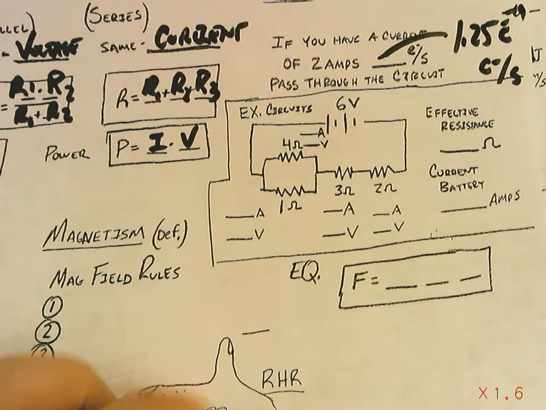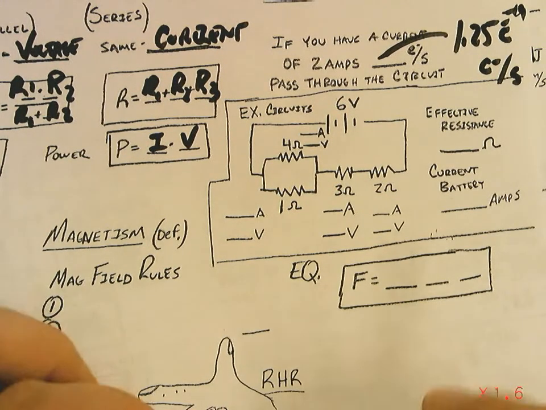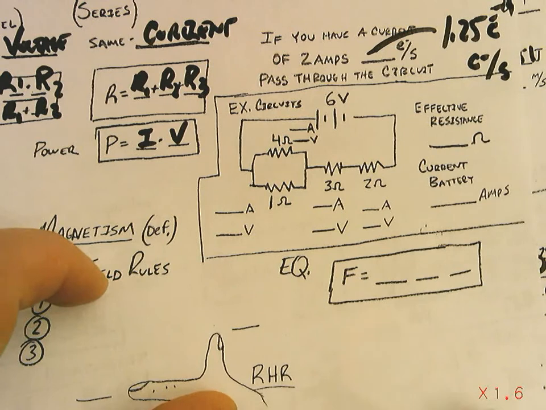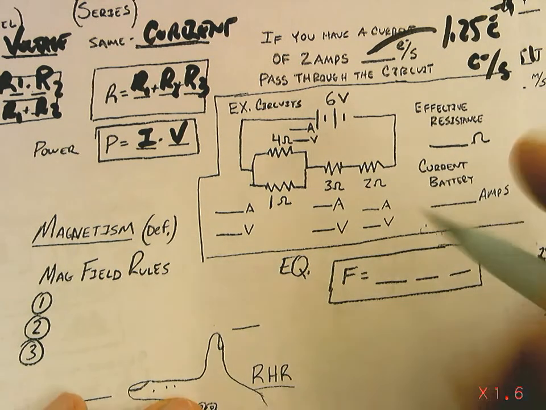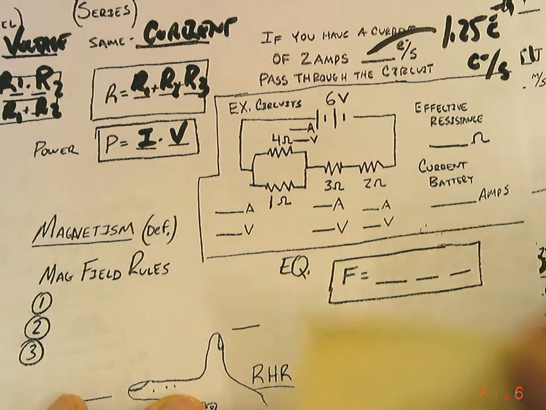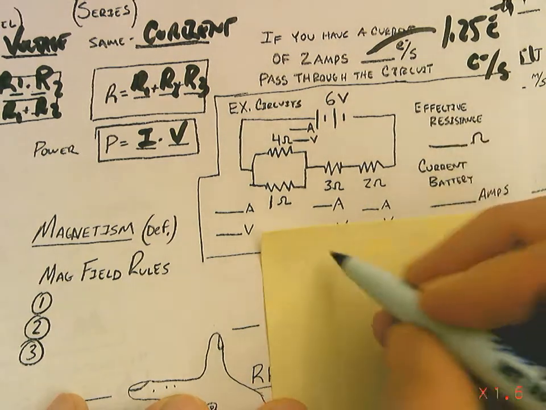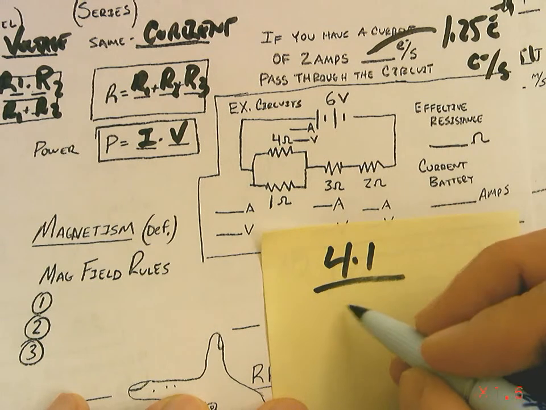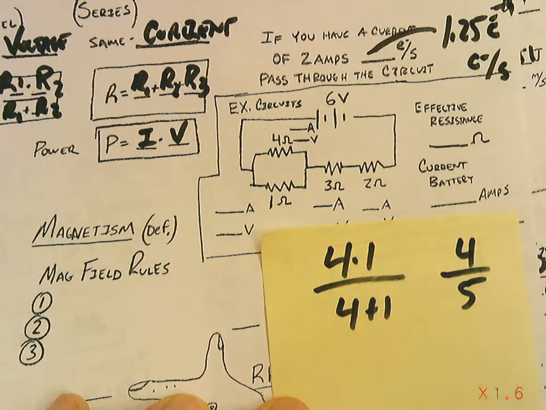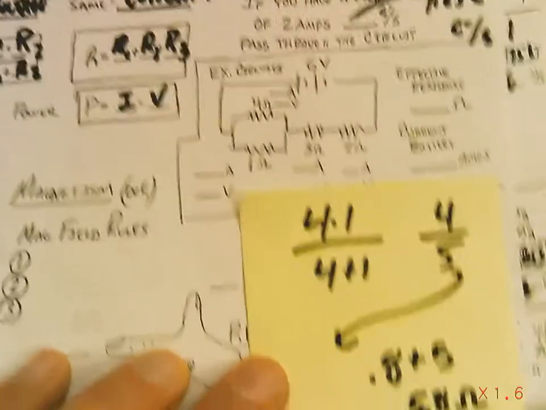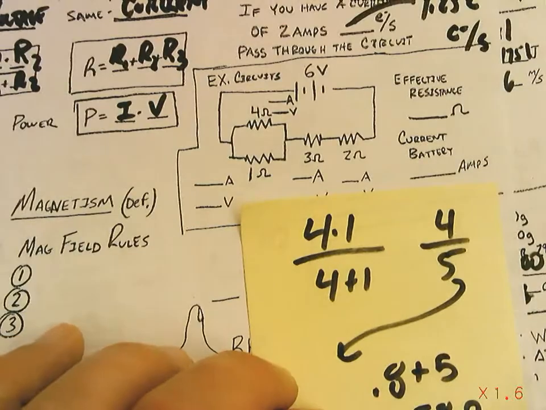We got a little circuit problem going here. Looks like combination, series, parallel. Lots of Ohm's law going on here. The series part of the circuit has 5, 3 plus 2. The parallel part has 4 times 1 divided by 4 plus 1. 4/5, 0.8, plus the 5 gives 5.8 ohms as the effective resistance of the circuit.